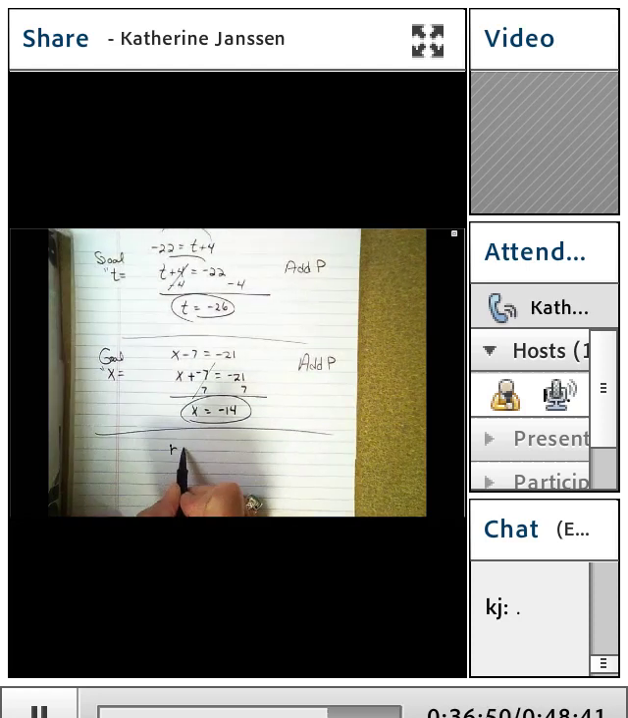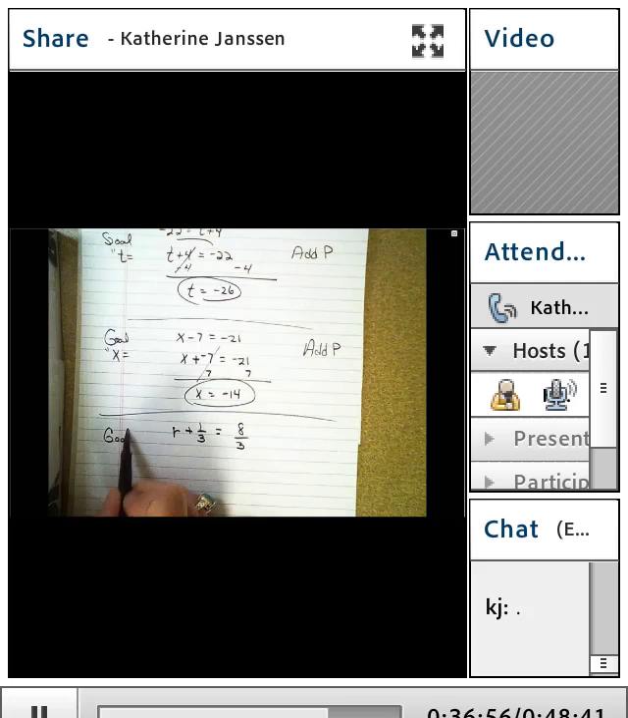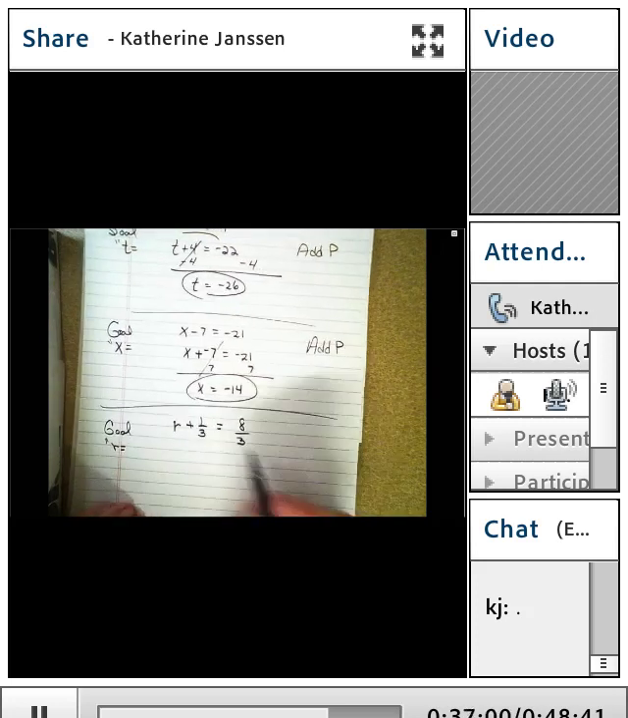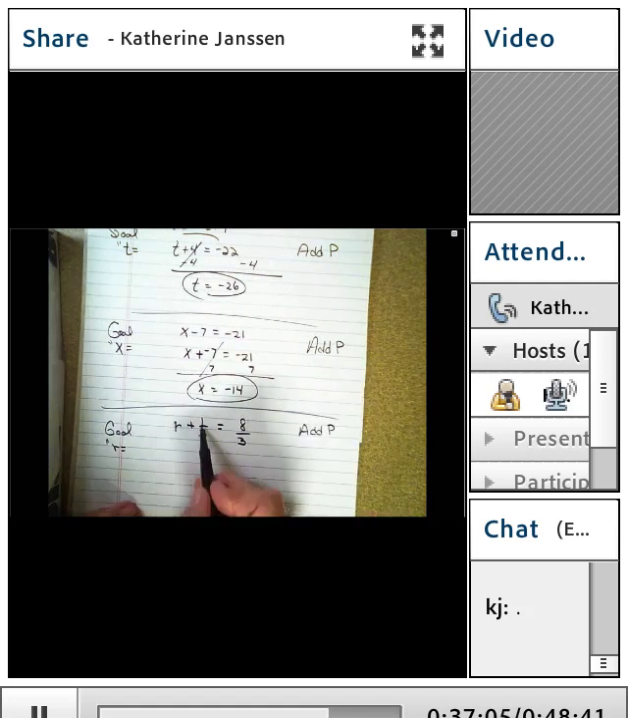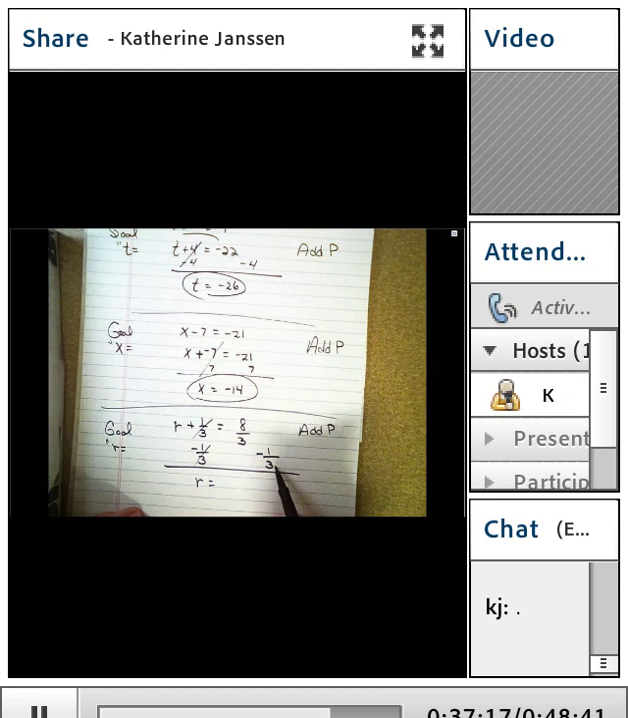R plus 1/3 equals 8/3. Our goal in this case is going to be able to solve for R equals. I'm going to use my addition principle so I can isolate R. I'm adding 1/3, so I'm going to subtract 1/3. I'm adding the opposite, goes to 0, so R equals 8/3 subtract 1/3 would be 7/3.